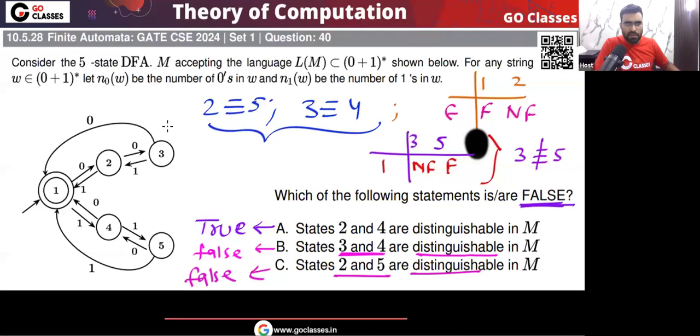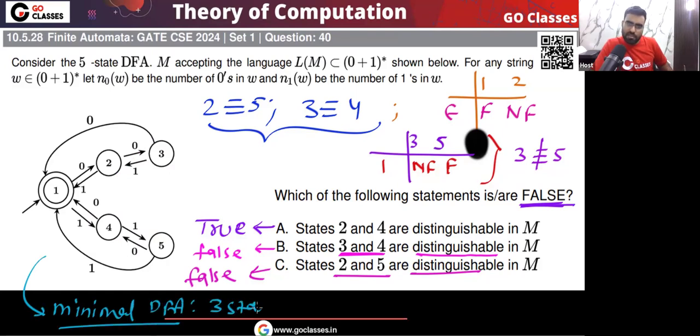So in the minimal DFA, how many states will there be? Remember, we got this: these are equivalent, and these are equivalent. In the minimal DFA, there will be 3 states: the state 1, the state 2 5, and the state 3 4. These will be the states in the minimal DFA.